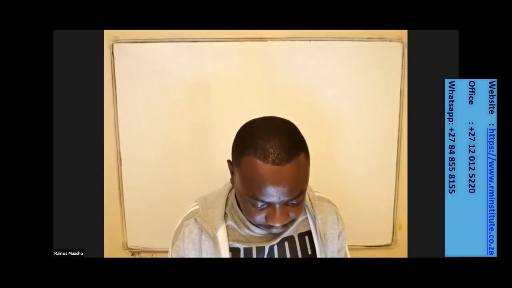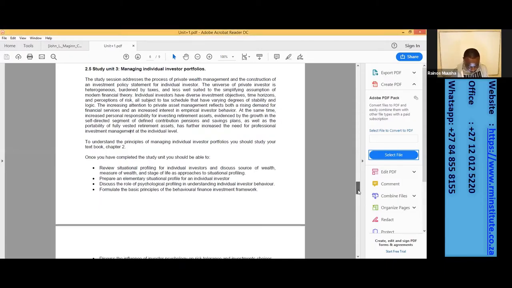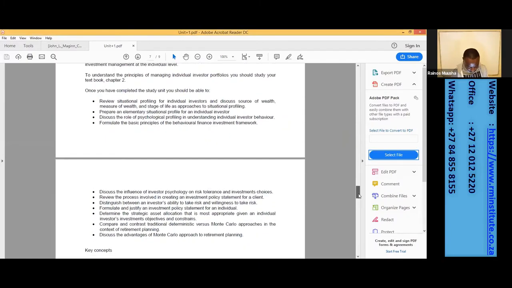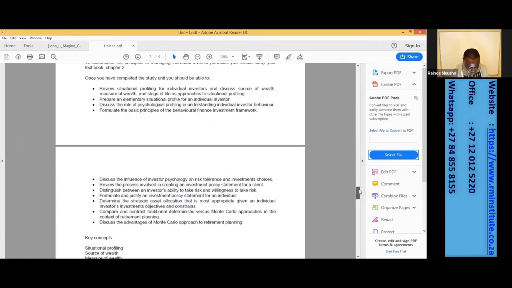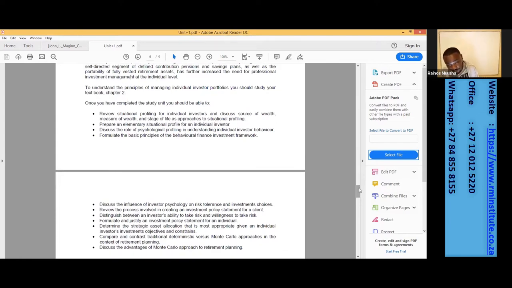When you look at study unit 3, if you check in the study guide that the lecturer would have sent you, you see that study unit 3 is the one that covers managing an individual investor portfolio. So when you look at managing individual investor portfolio, there are outcomes that they ask you to be able to achieve under that section, which is chapter 2, where they say you should go through chapter 2, and there are different outcomes that they ask you to understand and go through when it comes to managing individual investor portfolio.